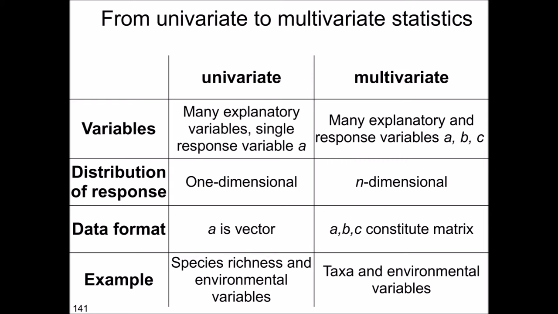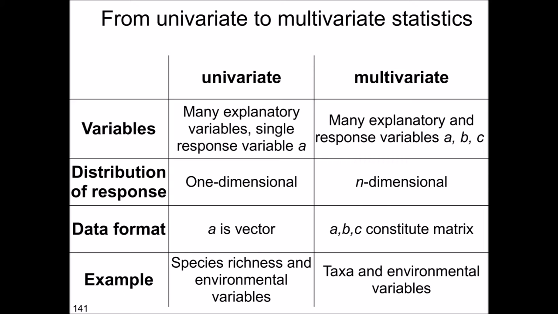And we start with a comparison between univariate and multivariate statistics. In univariate statistics, we had potentially one or many explanatory variables, and we had one response variable. For example, we assessed the response of the frog, the corroboree frog, to different environmental variables. So we had as response the presence and absence of the frog, and we had other topics as well, like the species richness, where we analyzed the most important variables. So the distribution of the response was one-dimensional. The data format was a vector, and species richness and environmental variables is an example for such a relationship that we had in the course.